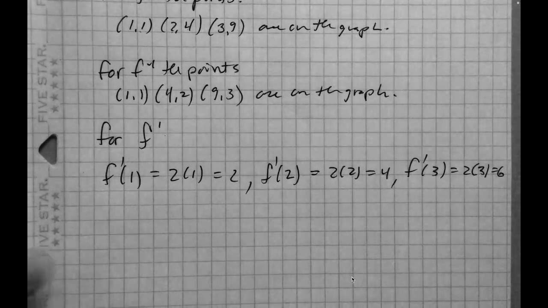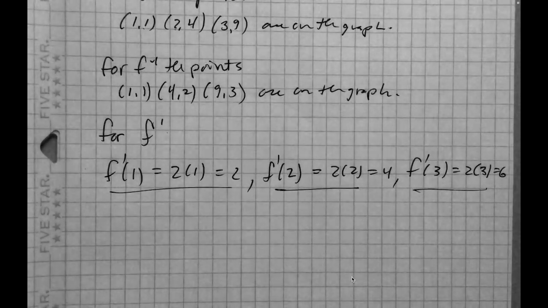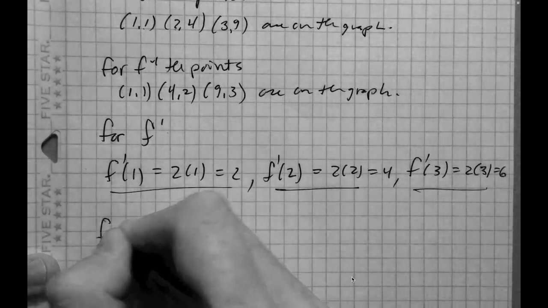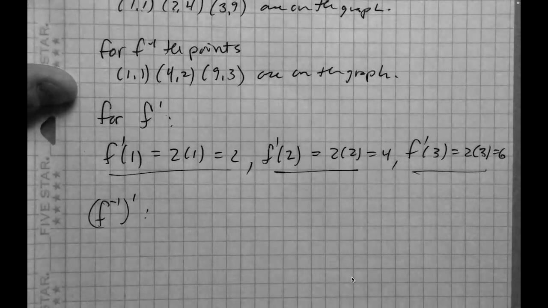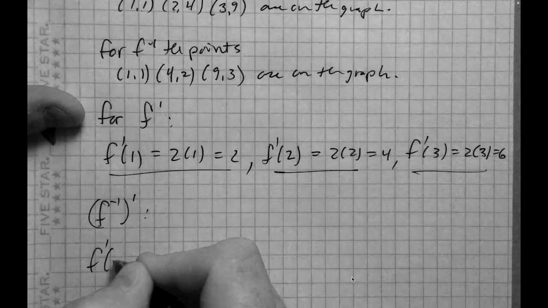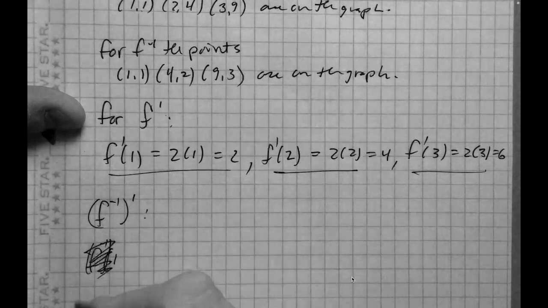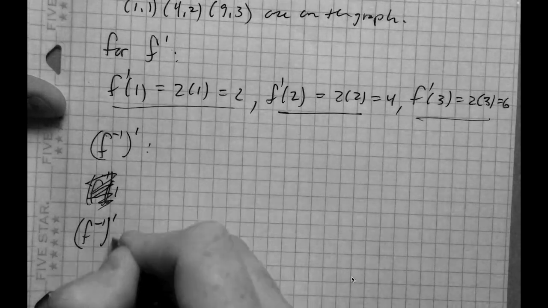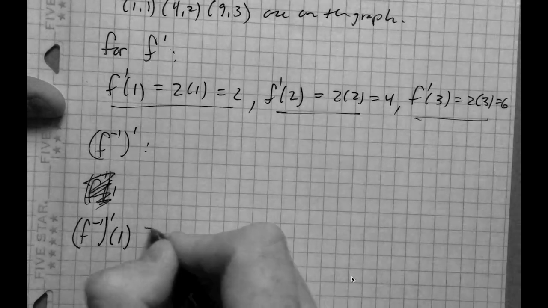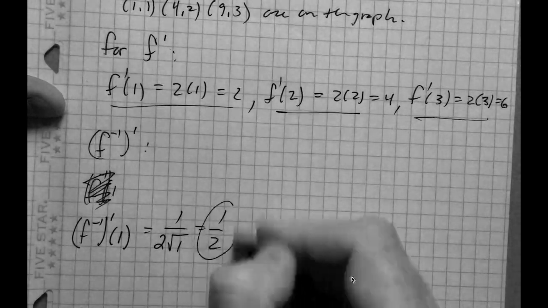Oh, sorry about that. Okay, so we've got the value of the derivative at 3 different points. What about for f inverse prime? Well, for f inverse prime, we would check f inverse prime of 1. Well, that's 1 over 2 times the square root of 1, so that's 1/2. Okay, so that tracks.